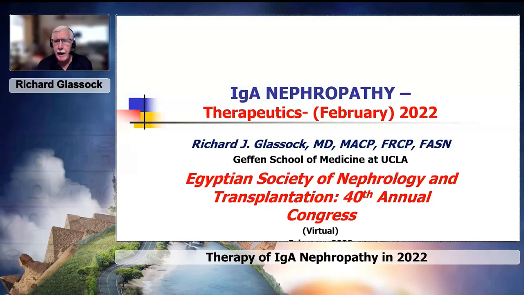I'm very pleased to be back at the ESNT, and the topic for discussion today is quite a dynamic one. I put in the title that the status as of February 2022 of IgA therapeutics will be covered. I gave a similar talk about 3 months ago, and it's already obsolete. I suspect that this talk will become obsolete too in a relatively short period of time.